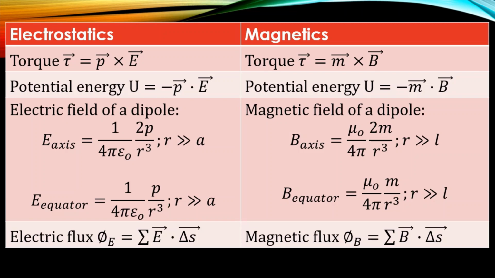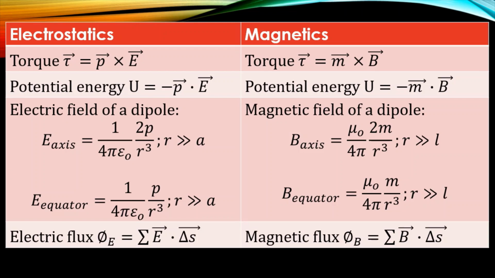The next is potential energy, U equal to minus P dot E. The potential energy of an electric dipole kept in a uniform electric field is U equal to minus P dot E, while the potential energy of the magnetic dipole kept in a uniform magnetic field is minus M dot B. Now this equation we are going to derive in our next video lecture.